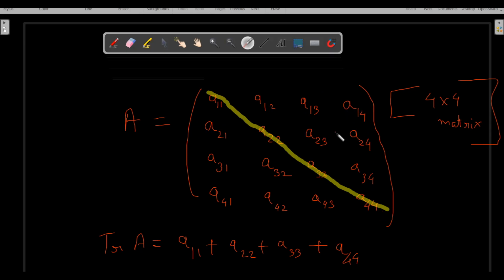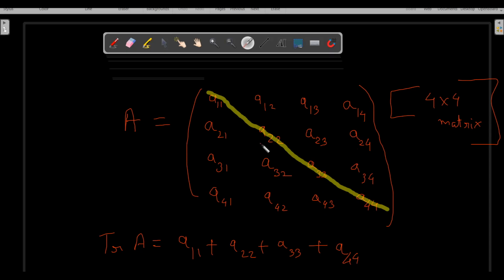Second row, first column, so A21. Second row, second column, so A22. Second row, third column, so A23. Second row, fourth column, so A24. Third row, first column, so A31. Third row, second column, so A32. Third row, third column, so A33. Third row, fourth column, so A34. Fourth row, first column, so A41. Fourth row, second column, so A42. Fourth row, third column, so A43. Fourth row, fourth column, so A44.